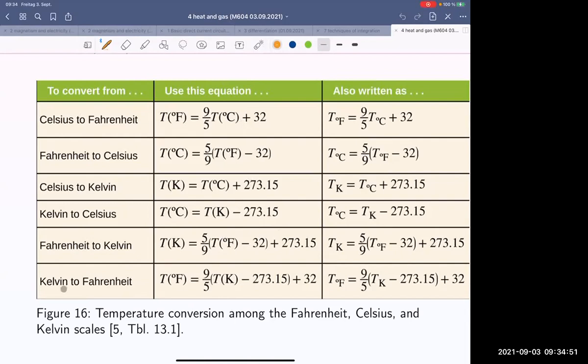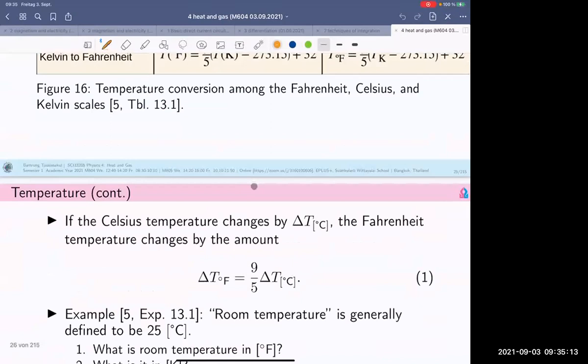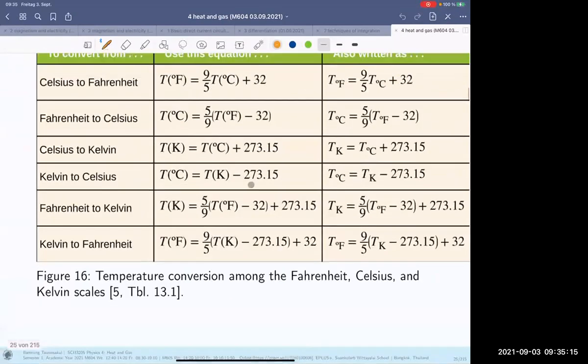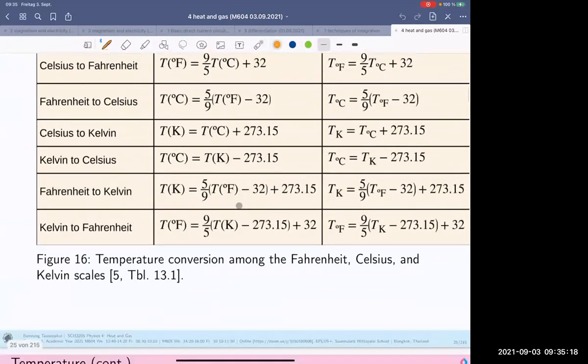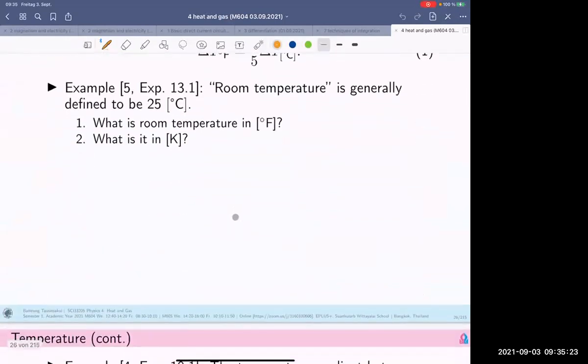To get Fahrenheit from Kelvin, you first reduce it by 273.15, and then convert it using exactly the same expression, 9/5 and plus 32. That's the whole thing. The formula for conversion between Fahrenheit and Celsius is 9/5. And there is an example in temperature scale conversion.